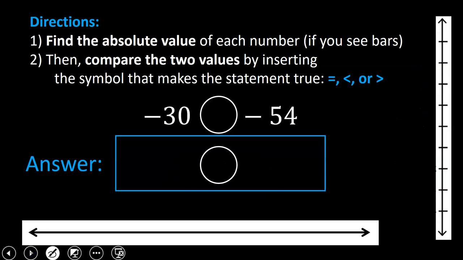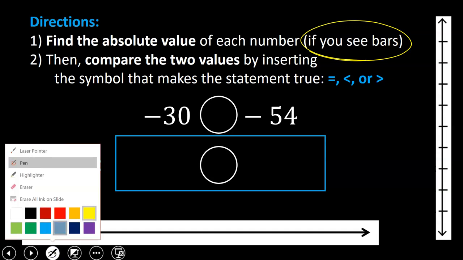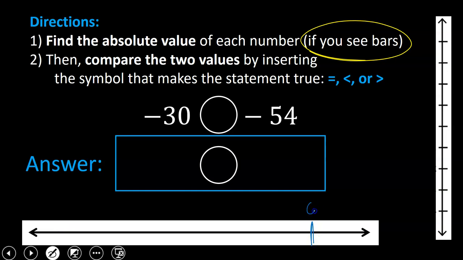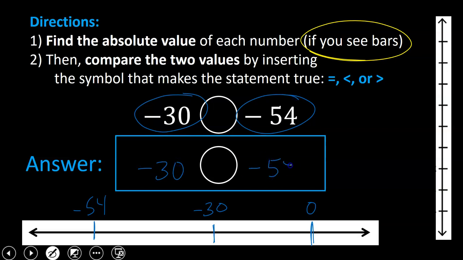All right, now we're comparing -30 and -54. There's no absolute value symbols. We can just go ahead and compare them. So on the number line, let's go to this number line over here. I'm going to place 0 and then we'll put negative 30 about here, and then negative 54 is even further to the left. So how does negative 30 compare to negative 54? Well, negative 30 is further to the right. It's closer to 0. And if a number is further to the right than another number, it's larger. So negative 30 is greater than negative 54. It's closer to those positive values.